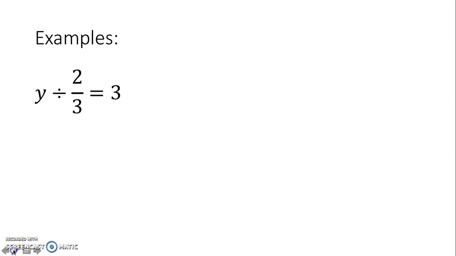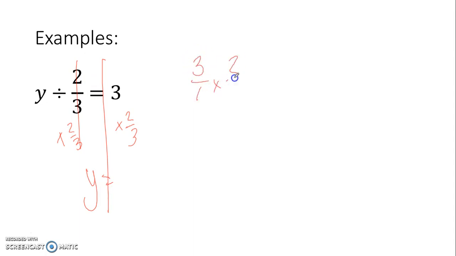Let's take a look at this example. We have y divided by 2/3. So what we need to do: y divided by 2/3 is equal to 3. We need to multiply both sides by 2/3. These cancel out. We get y is equal to 3 over 1 times 2/3. 3 times 2 is 6. 1 times 3 is 3. 6 divided by 3 is 2. So we know that y is equal to 2.